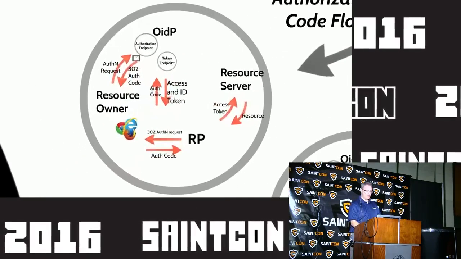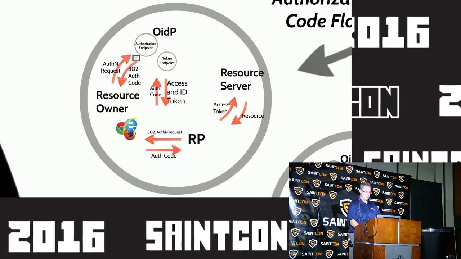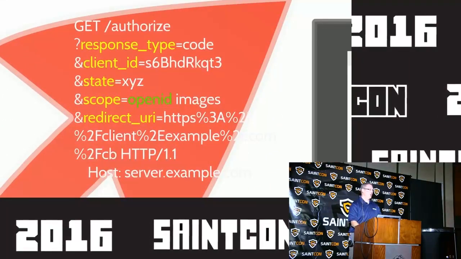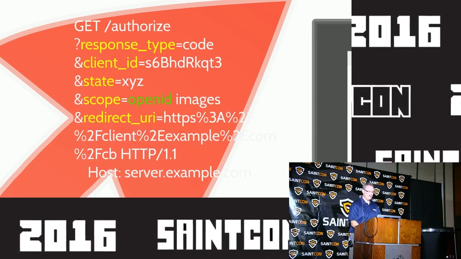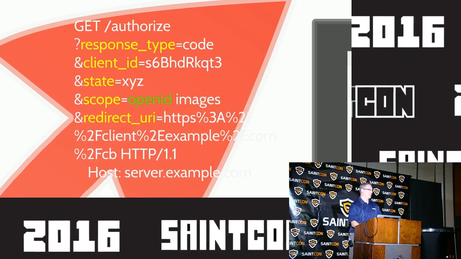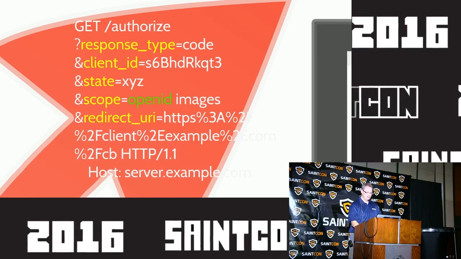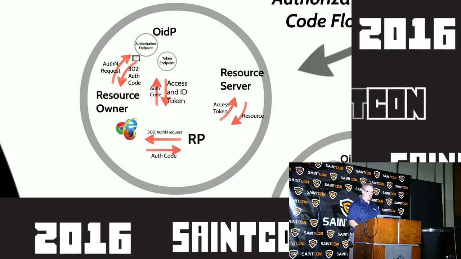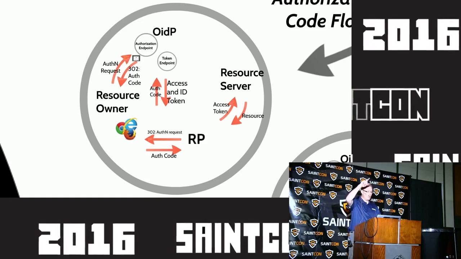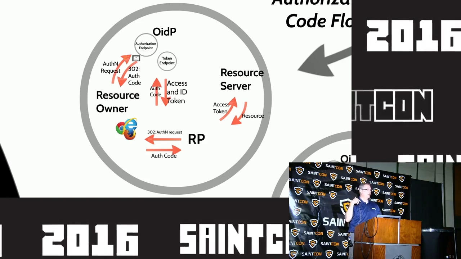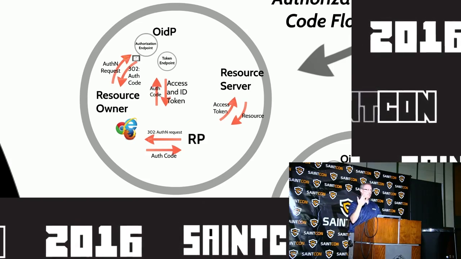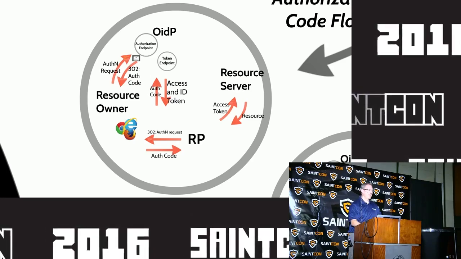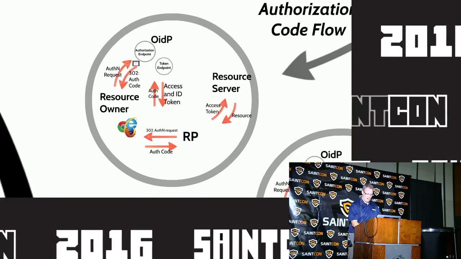So the authorization code flow, same flow as before, except we're going to add one new scope. We add OpenID to our list of scopes that we've asked for. So the result of that, after I exchange the authorization code to get back an access token, I also get an ID token. And we'll talk about what's in that ID token that makes it special.